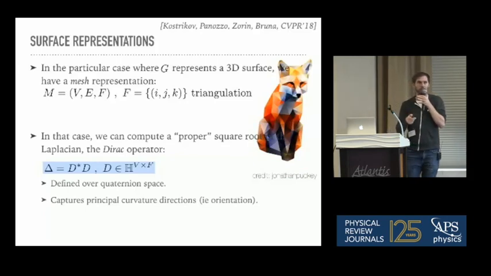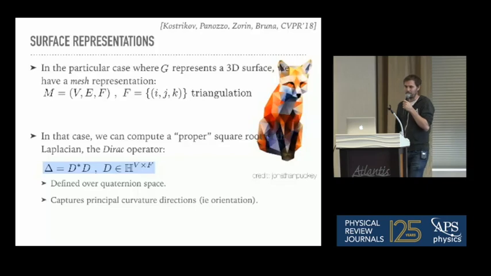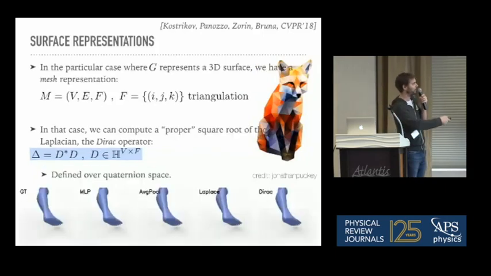It's called the Dirac operator. It's something that was initiated in quantum mechanics. Basically, the Dirac operator is a generalization of the gradient operator in quaternion space. So in that case, we can have fun using this model to learn, to try to predict into the future in very complicated dynamics.